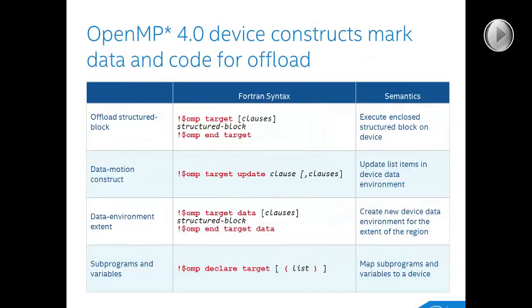Real quickly, the OpenMP 4.0 device constructs that we support, or that are from the specification. There is the target and end target directive pair, which is used for offloading a structured block. They have the target update and the target data and end target data pair, which are for manipulation of the data environment on the target device. And then they have, similar to the attributes offload that I described, the declare target directive, and this is under the OpenMP 4.0 implementation, what you would use to then map subprograms or variables to the target device.